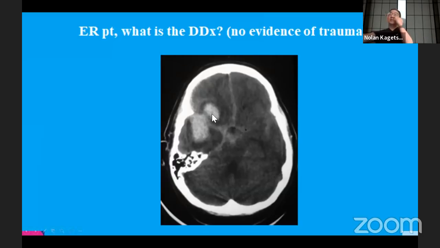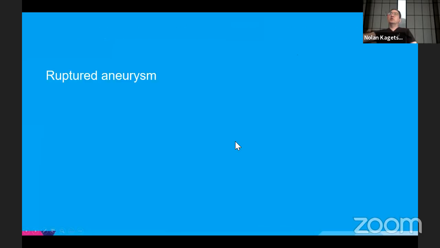This is a CAT scan of a patient with hemorrhage. This is a hematoma. This is the suprasellar cistern filled with hemorrhage. And this is another aneurysm.